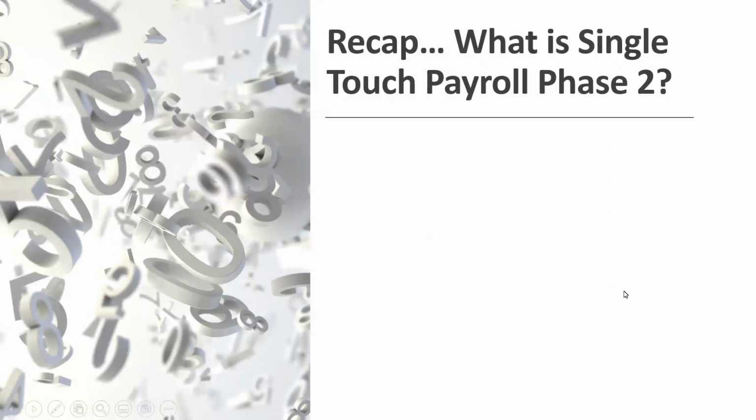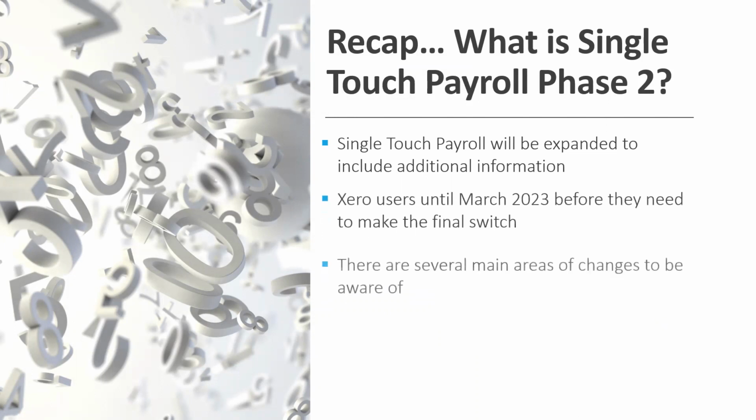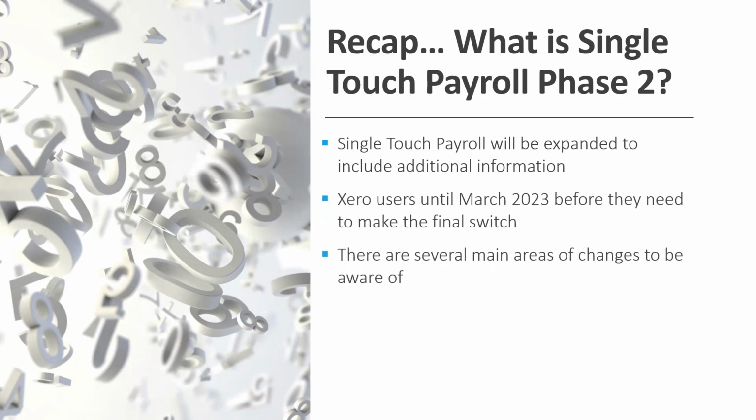Thank you, Romeo, and hello, everyone. Now that Romeo has given us a recap and refreshed our memory on the background of Single Touch Payroll, let's briefly touch on what we already know about STP Phase 2. In the 2019-20 budget, the government announced that Single Touch Payroll would be expanded to include additional information. Under Single Touch Payroll Phase 2, the Australian government will now require all employers to report additional information through STP on each payday. This information will include details such as income or payment type and also the reason for any termination of employment.